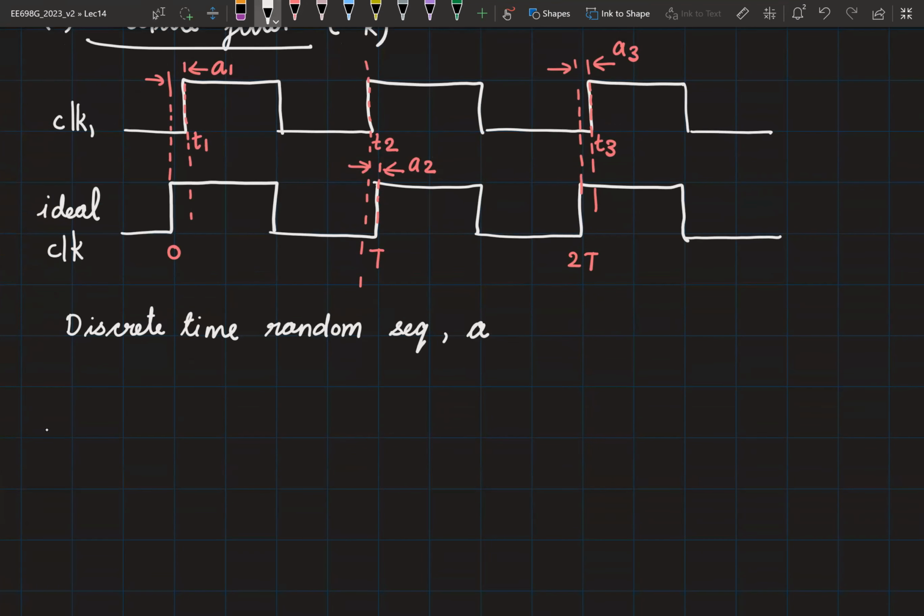Because now this is a sequence, which means I can plot it like this. So K is the index, and I can plot my AK here. So when K is equal to 0, I'll have some value. K is equal to 1, I'll have another value, etc.